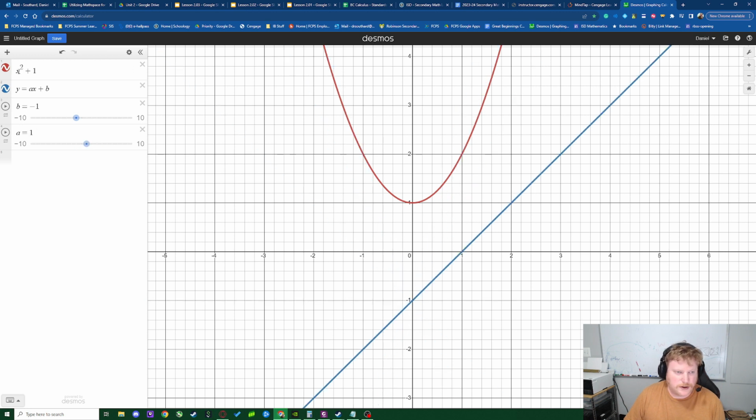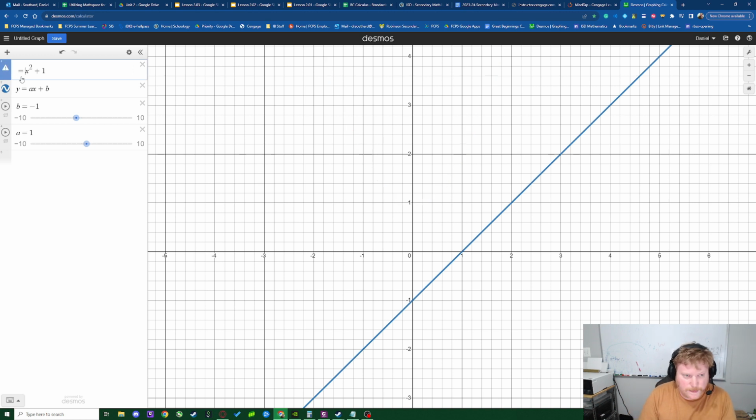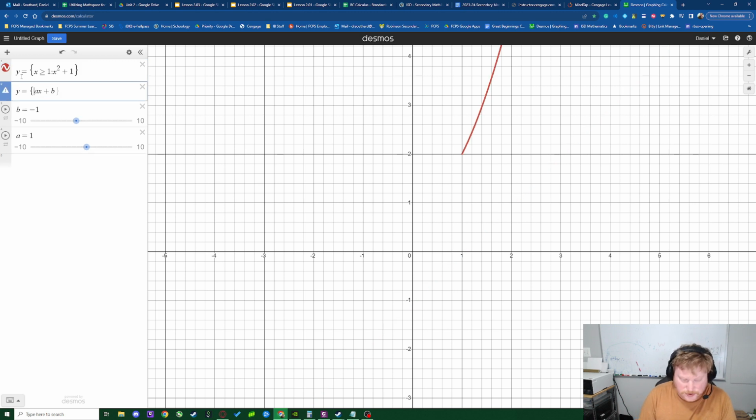Now let's do something really quick, and let's actually make this a piecewise function and say for x greater than or equal to 1, we want to define that part of the function. And then similarly here, and this way we can really get an idea of what's going on. Okay, so we want to adjust a and b.